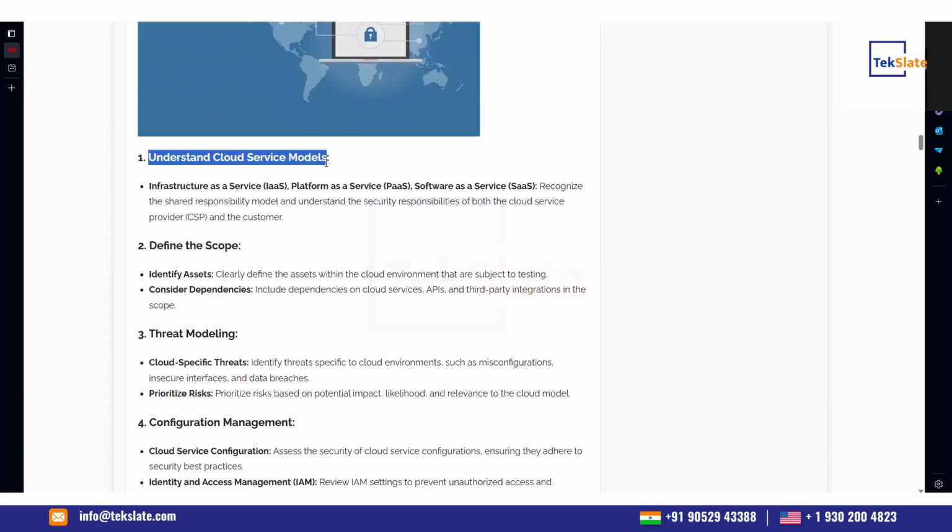Understand cloud service models. First of all, we need to understand what cloud service models are. The first one is IaaS, infrastructure as a service, then platform as a service, and software as a service. They provide infrastructure as a service on cloud computing, they provide platform as a service, and they provide software as a service. For software as a service, I can give you an example like Google. Have you seen Google Docs and Excel sheets which are available online? This is provided as software as a service.